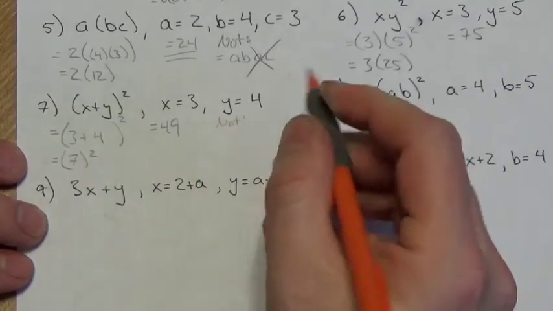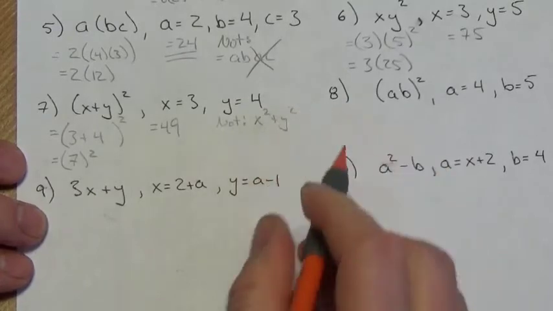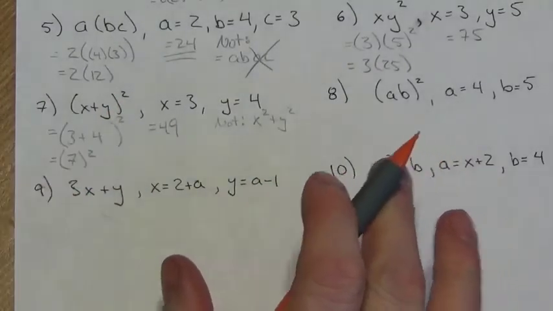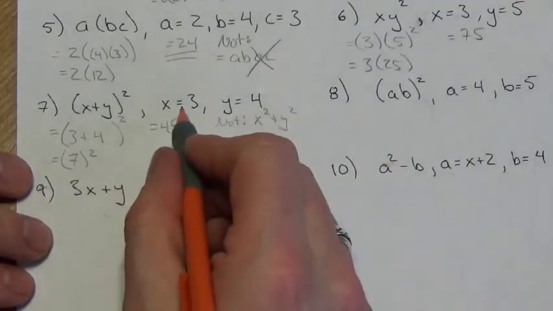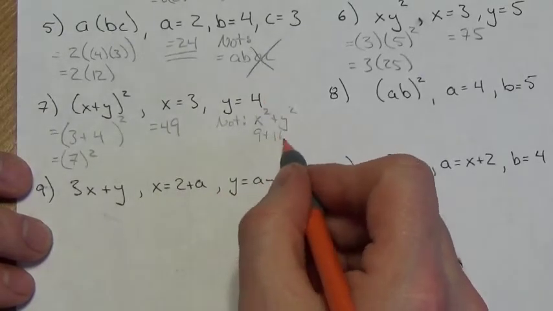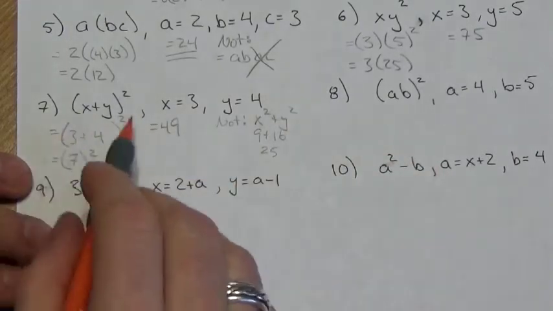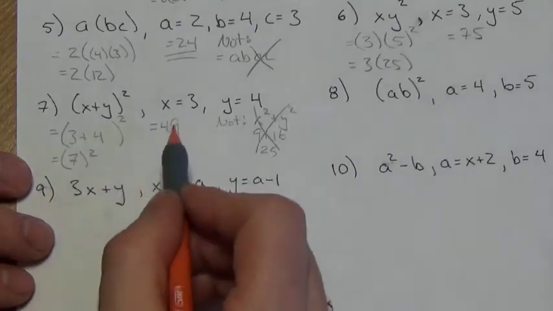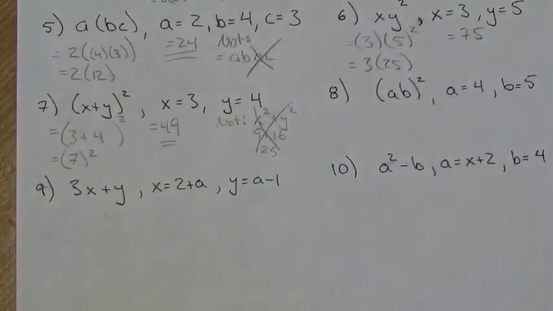Please do not do this. Do not turn that into x squared plus y squared. Exponentiation does not distribute over addition. Just to show those aren't the same, 3 squared would be 9 and 4 squared is 16. The sum of that is 25, and that is not what this is saying. They are not the same. 49 is the correct answer. You need to do what's inside the parentheses first.